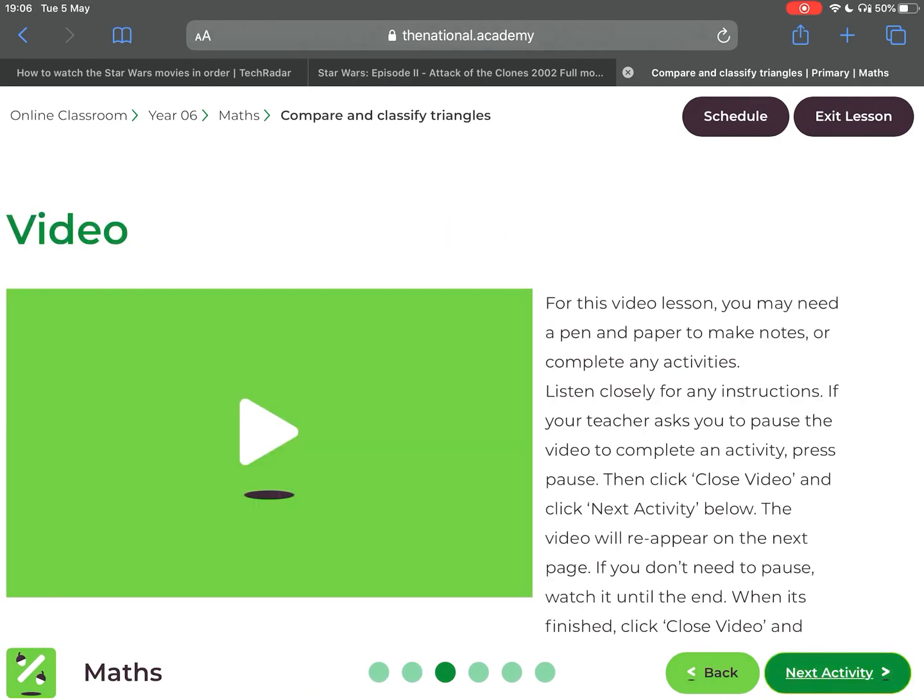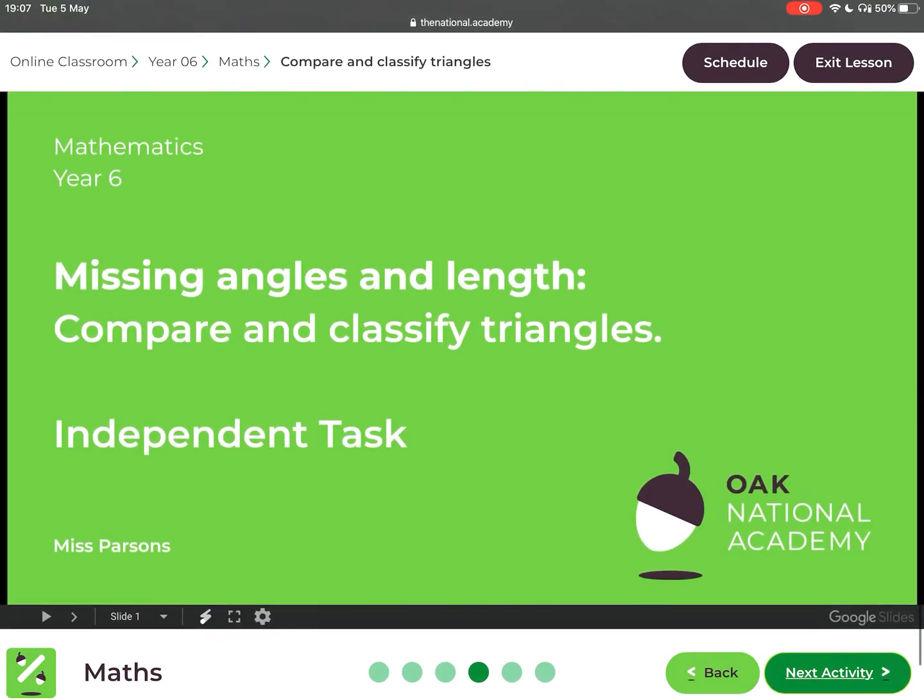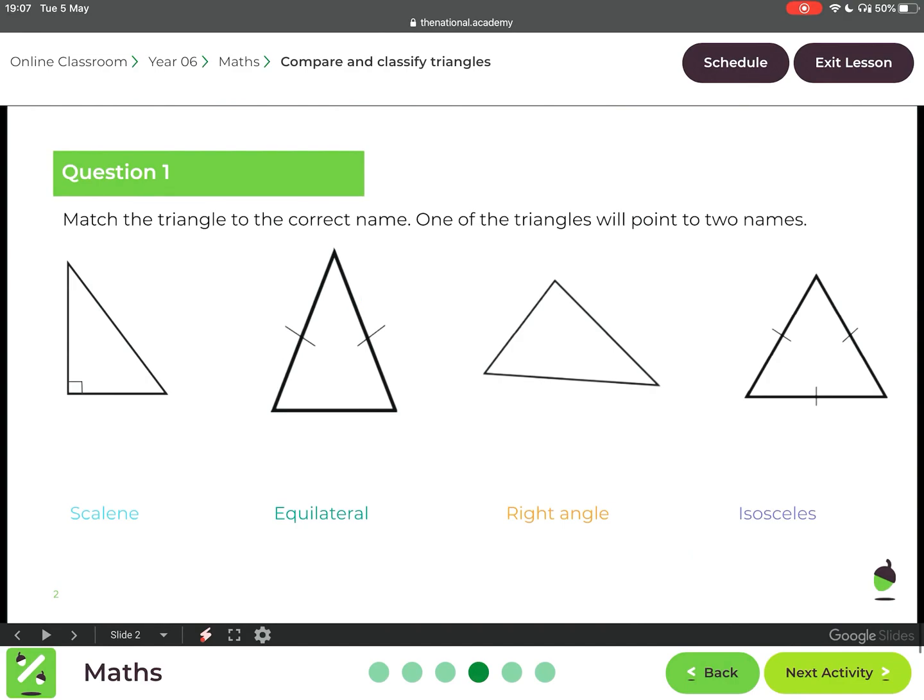After that, you have a video with Miss Parsons. First, you're going to look at the different types of triangles, which are isosceles, scalene, right-angled, and equilateral. Then you're going to look at how to compare them, and you're going to learn about the angles in a triangle. After this, you have your independent task.